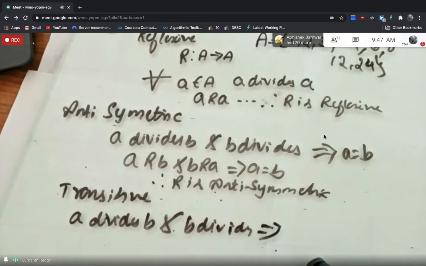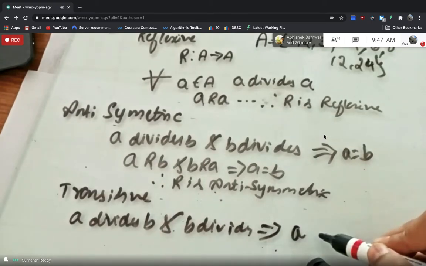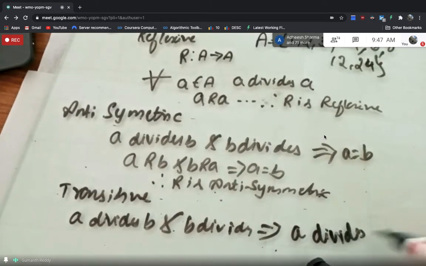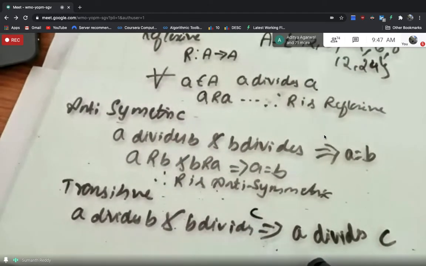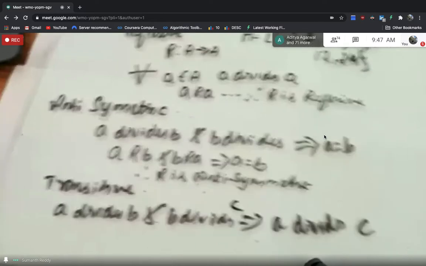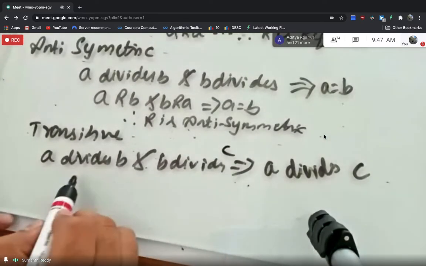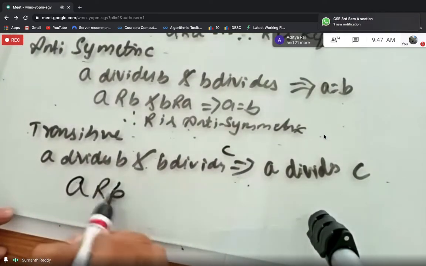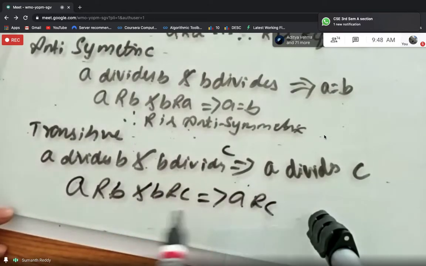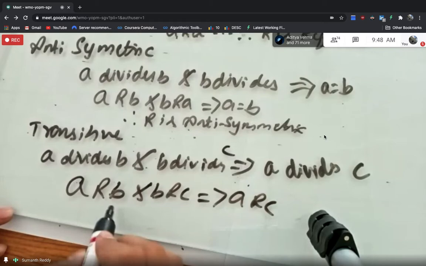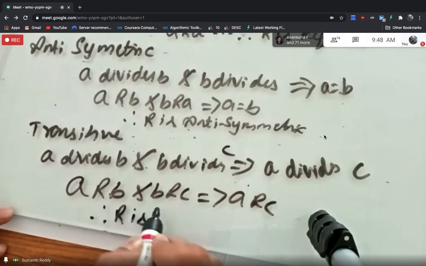Then I can conclude that A divides C. Okay, so here B divides C and then A divides C. So based on this, now I will write in the form of relation. What he is telling is A is related to B and B is related to C. So therefore A is related to C. In fact, this is the definition of transitive relation. Therefore I can call R is transitive.